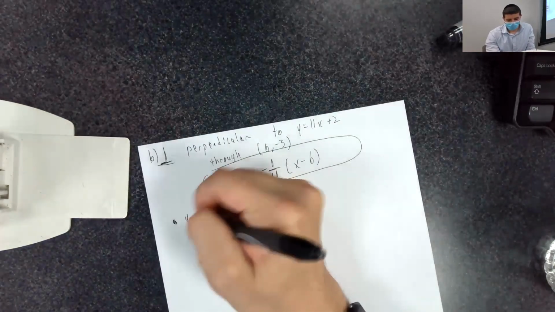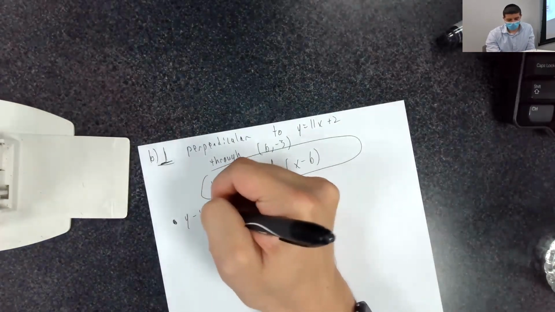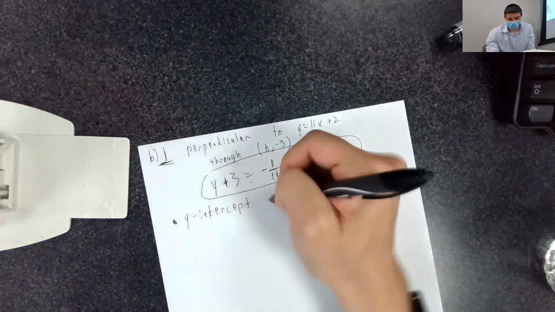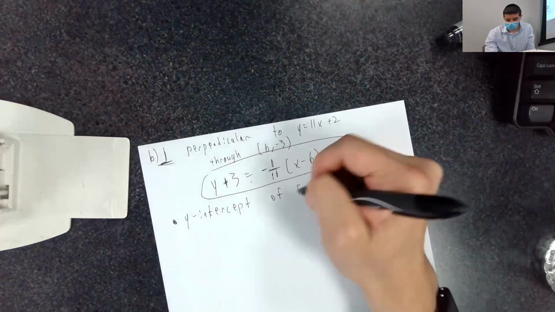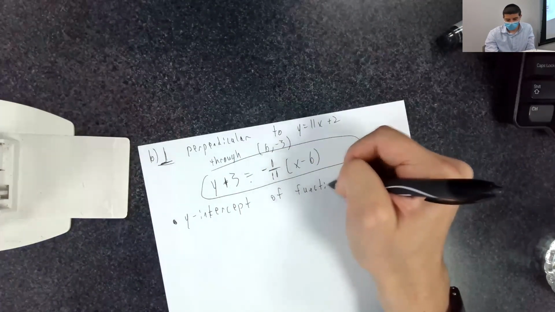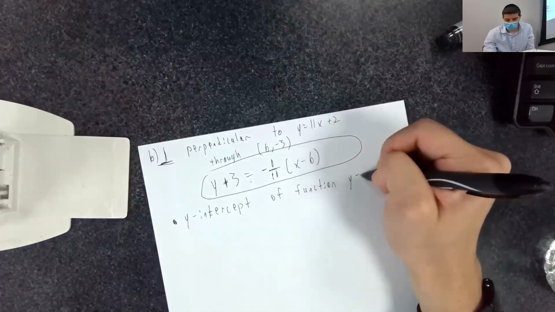Just a little terminology: the y-intercept of the function y equals f of x.